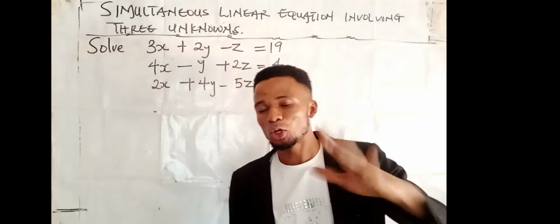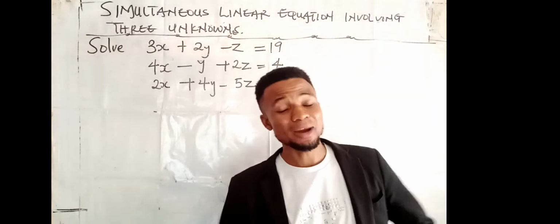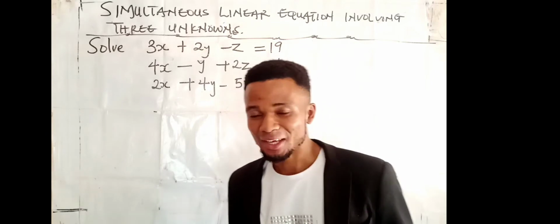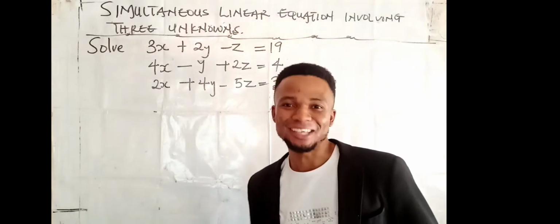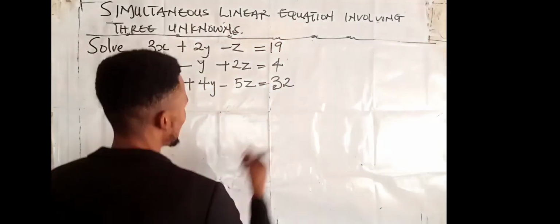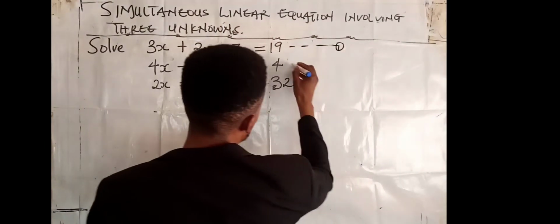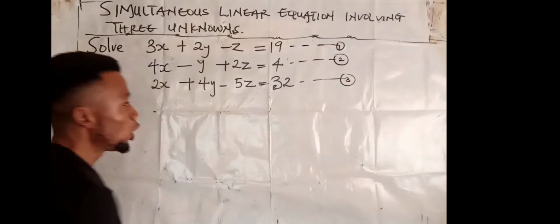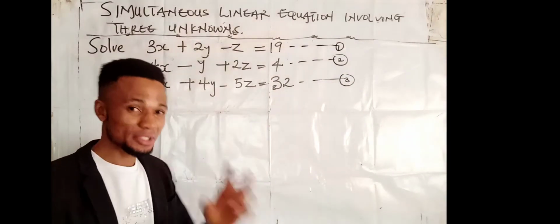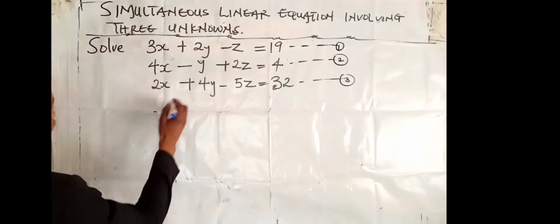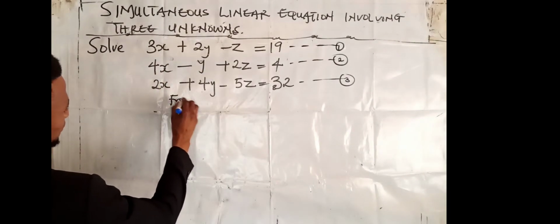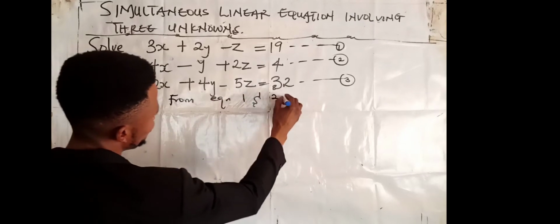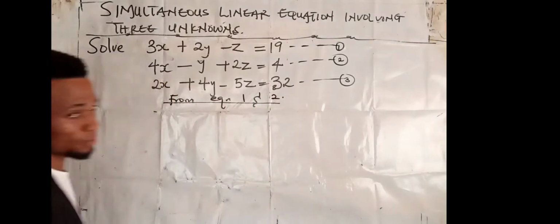Now, we have lots of methods for this. You can use the matrix method, you can use Cramer's rule, etc. But I'm going to use the simplest method today. Look at the method I want to use. I'm labeling this as equation 1, equation 2, and equation 3. You are going to pick these equations in pairs. I want to pick equation 1 and 2 first.